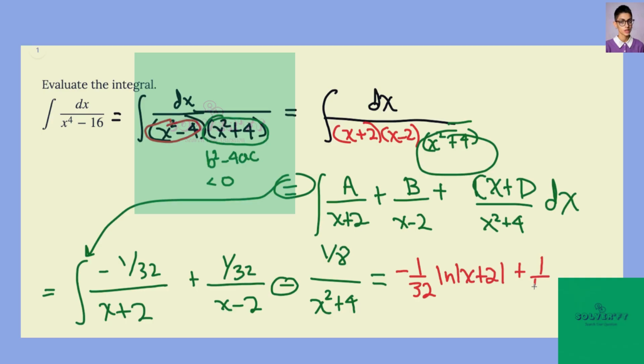And then we have 1 over 32 ln. Oops, 32 there. Got sloppy there. And then here we have x minus 2.